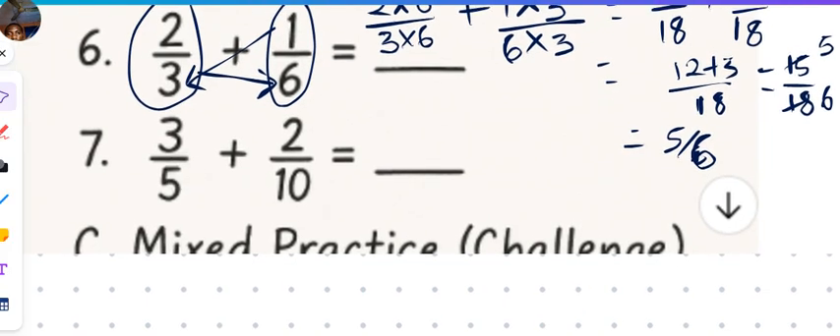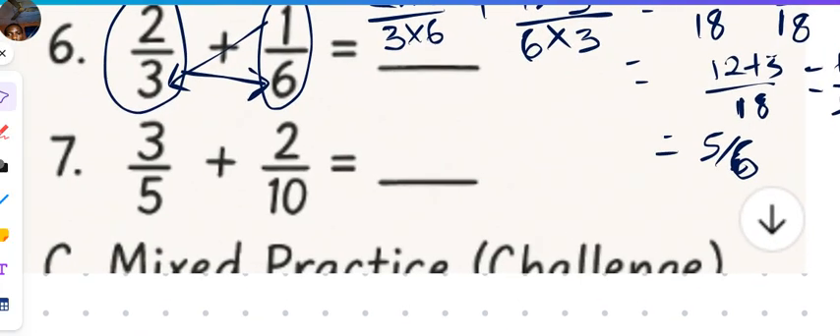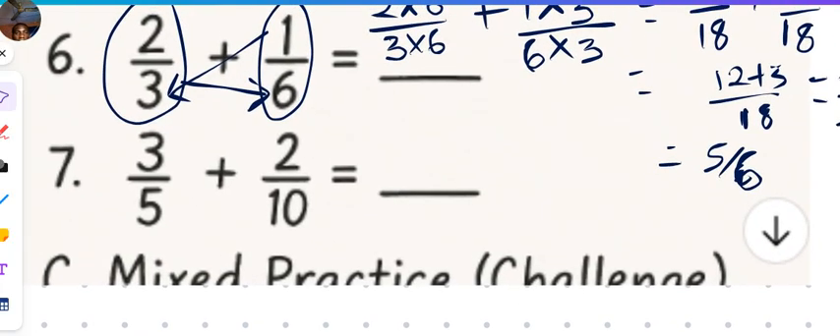Yes, look at this one here. 3 over 5 plus 2 over 10. The denominators are not the same. So what do we do? Can you guess? You can pause the video and try to guess how we can do it. Follow these steps you have solved to get your own done too.